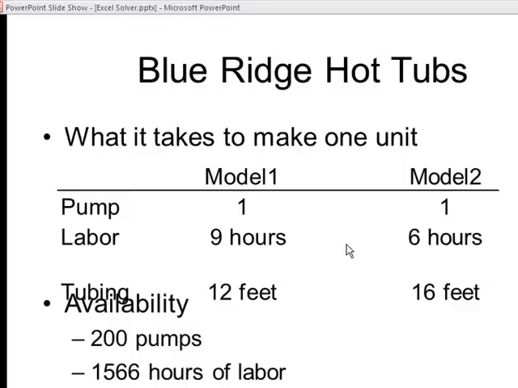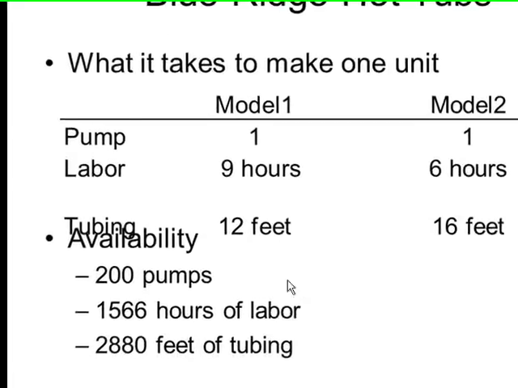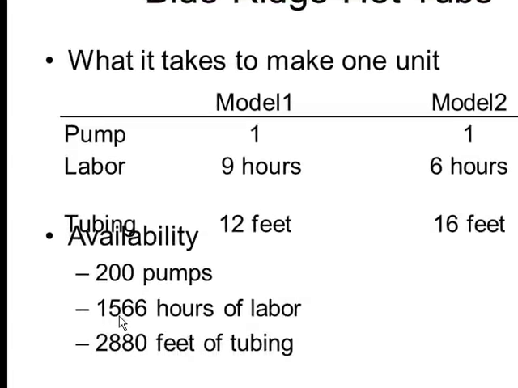The business that we have, Blue Ridge Hot Tubs, has a limited amount of resources. It doesn't have an infinite number of pumps. It has only 200 pumps available in inventory, and the labor they have is also limited. We have only 1566 hours of labor available, and tubing is also limited. Less than 3000 feet of tubing is available. Now with these constraints they want to maximize profits. Okay, and how will that work?